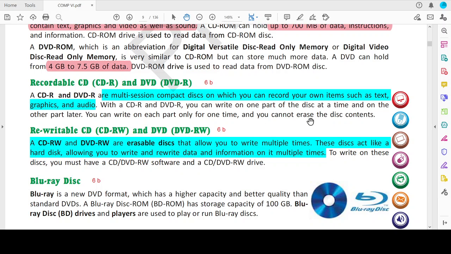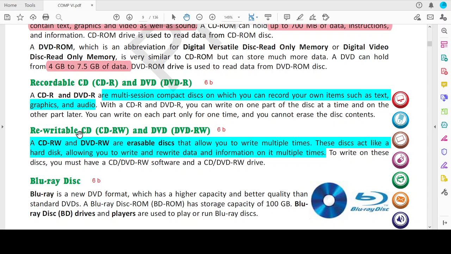So you cannot erase. You can write it in multi-session. When you are writing in one session, it is recorded in one part of the CD or DVD. In the next session, when you write again, it will be recorded in another part. But the previous part which you have already recorded, you cannot remove it. You cannot erase it. Okay, it is recordable, not erasable.